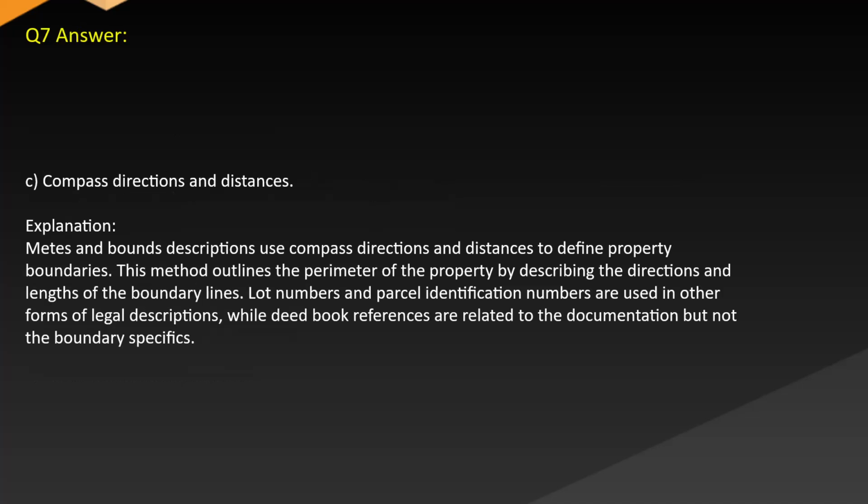Answer. C. Compass directions and distances. Explanation. Metes and bounds descriptions use compass directions and distances to define property boundaries. This method outlines the perimeter of the property by describing the directions and lengths of the boundary lines. Lot numbers and parcel identification numbers are used in other forms of legal descriptions, while deed book references are related to the documentation but not the boundary specifics.